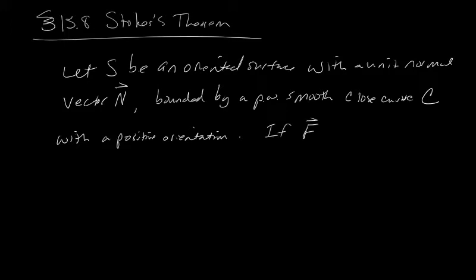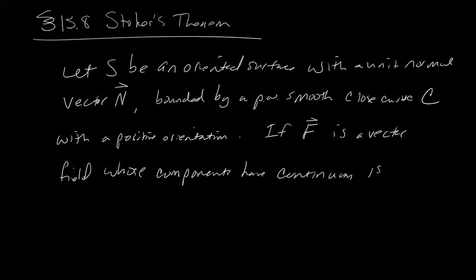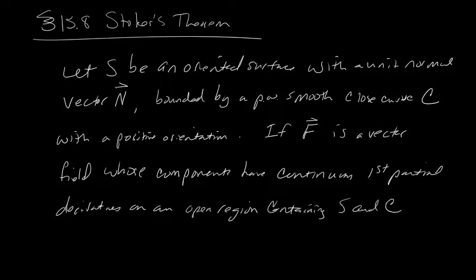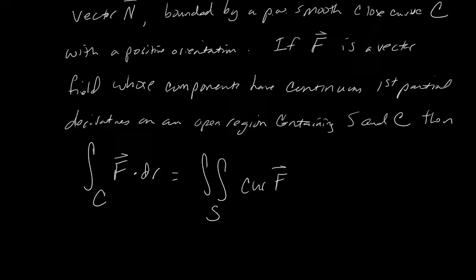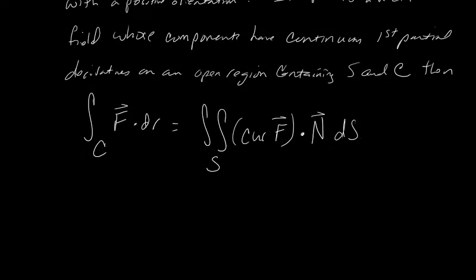Then if F is a vector field whose components have continuous first partial derivatives on an open region containing S and C, then the line integral of F dotted with dr is equal to the double integral over S of the curl of F dotted with n dS.